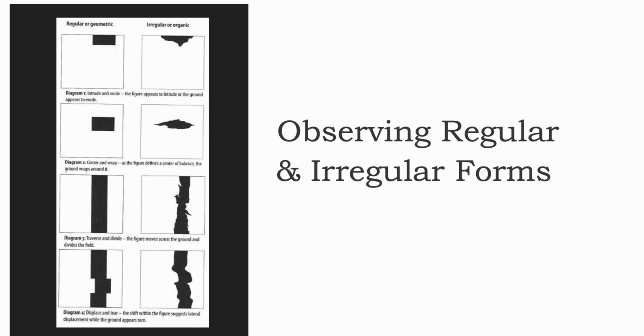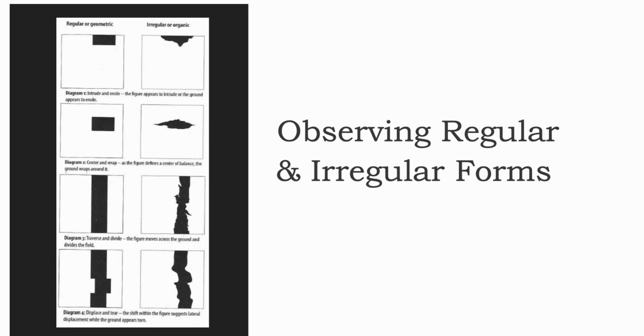When we talk about figure and ground, we're talking about the figure being like the subject, the thing that appears to be what we're supposed to look at, and the ground is the rest of the space that the figure is within, right?